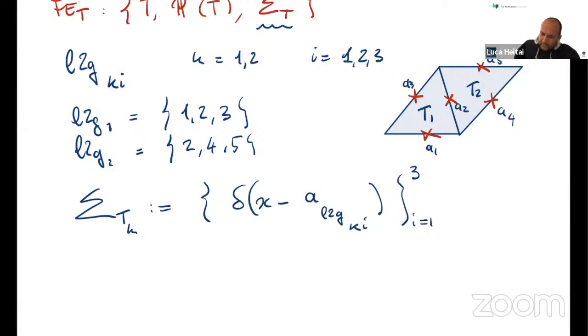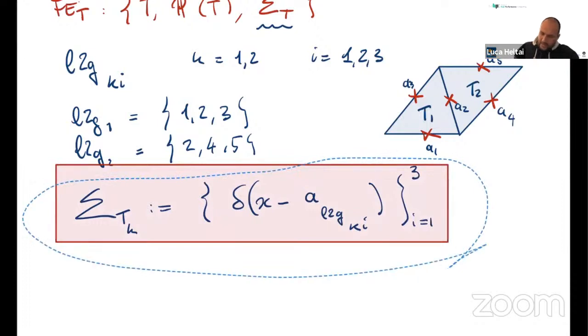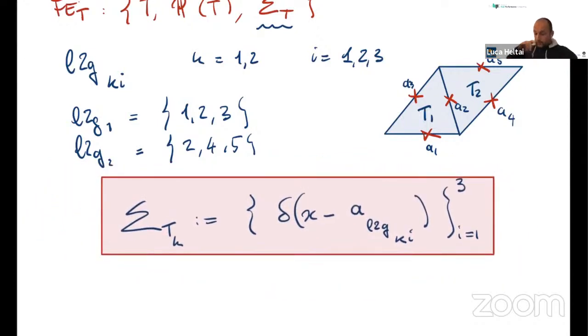So if I now look at this definition, it is agnostic. It doesn't know anything about the fact that the finite dimensional space is continuous or not. It only knows that if you want to have a finite dimensional space of order 3, then you need 3 support points. So for the Lagrangian type of finite dimensional spaces, you need 3 support points on the triangle, okay?